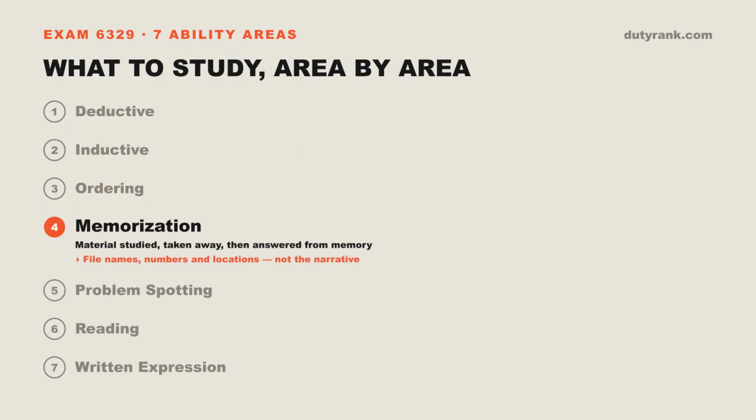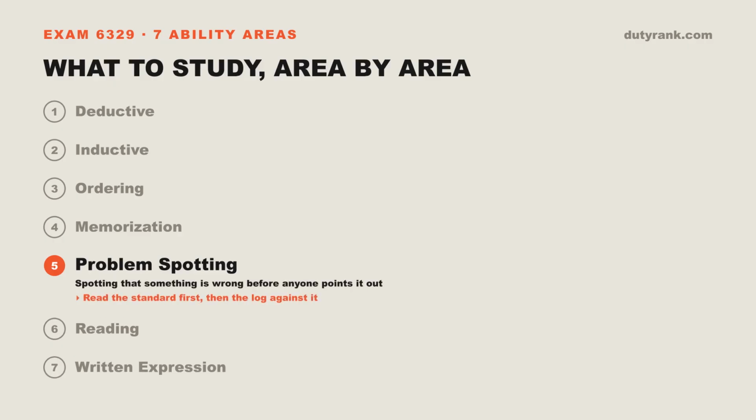Ability Area 4, Memorization. You study material, a written incident, a set of faces, names, numbers, or procedures. It is taken away, and then you answer from memory. The notice does not publish a study time, so we drill it at 3 minutes and say plainly that the number is ours, not the agency's. This is a filing habit, not a talent. What comes back under pressure is names, numbers, locations, and who did what. So rehearse those categories deliberately rather than rereading the story and hoping it sticks.